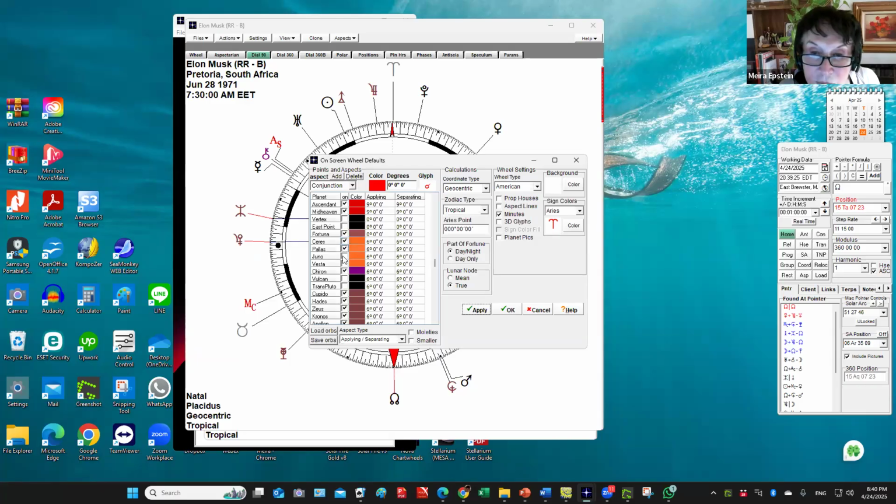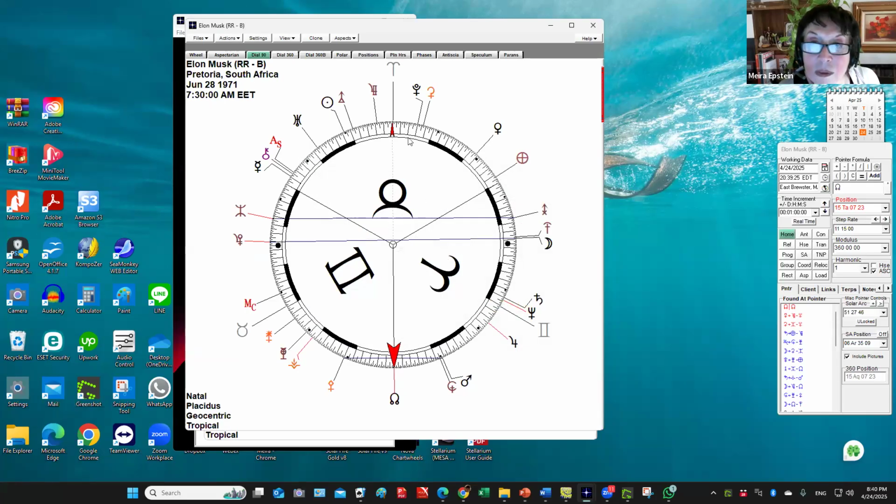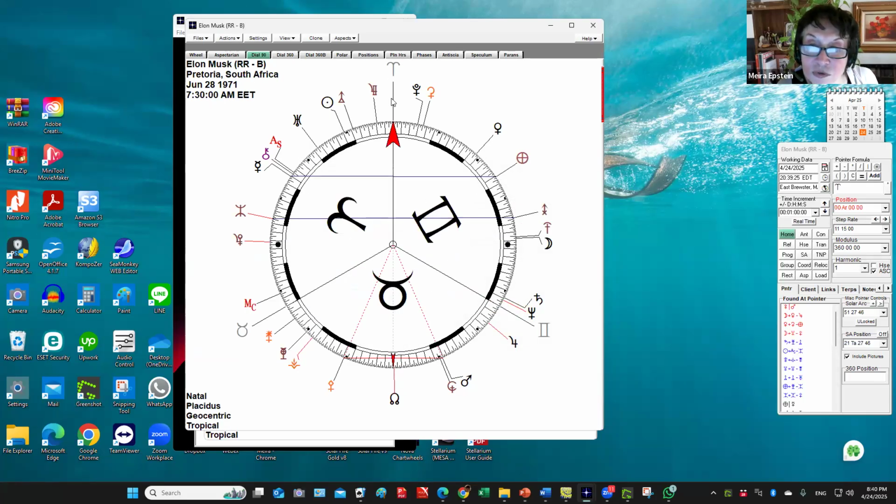This is setting. I can bring it in and out. Okay. Now everything is in. Okay. Asteroids and everything in. Okay. Yeah, that's good enough. Okay. And now I have asteroids as well.